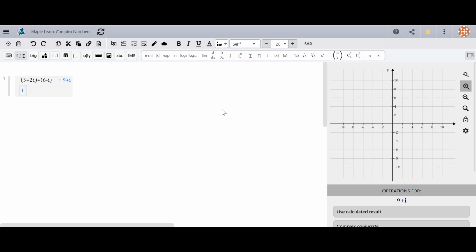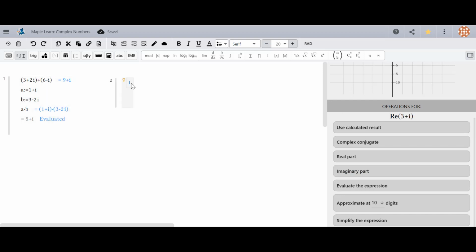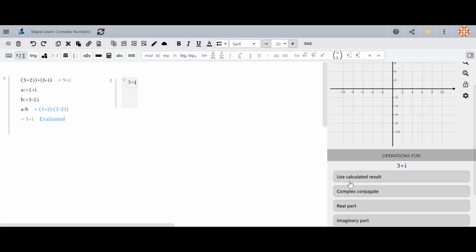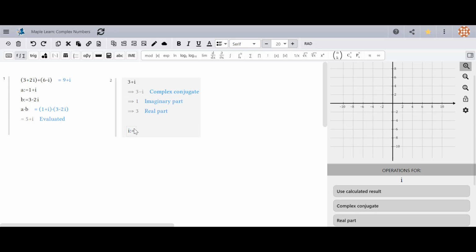If an equation is not immediately evaluated, you can see the solution by selecting Evaluate the Expression in the Context panel. You can also get the real and imaginary parts of a complex number from the respective operations in the context panel. The context panel can also calculate the complex conjugate.